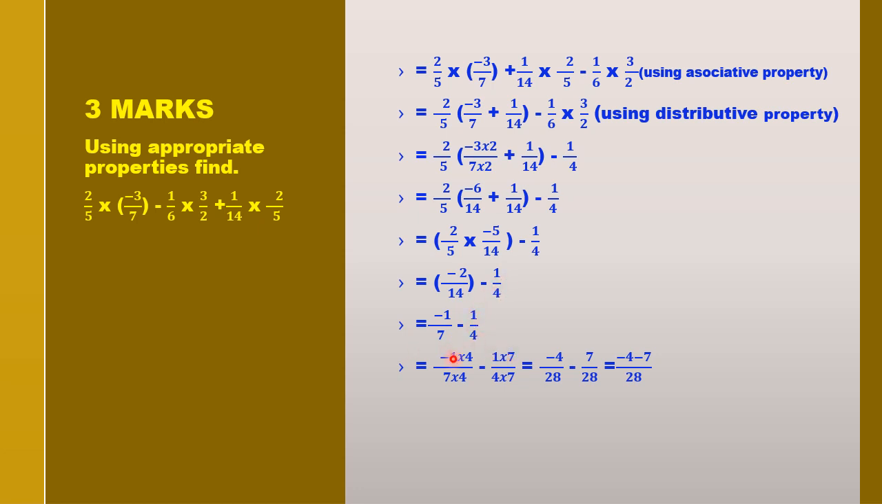Now we are going to take LCM between these two. So you will multiply minus 1 by 7, the numerator and denominator by 4, and in 1 by 4 you will multiply them by 7 in the numerator and denominator. So what you get? 28 in the denominator. Minus 4 minus 7 is equal to minus 11, and in the denominator it is 28, so the value is minus 11 upon 28.